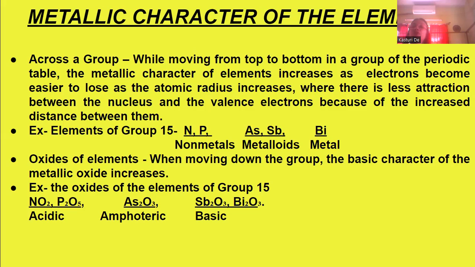So in case of, see, nitrogen, phosphorus, they are non-metals, arsenic and Sb, they are metalloids, and bismuth is a metal. Okay, group number 15. Then oxides of elements. While moving down the group, the basic character of metallic oxide increases. That is, when we are moving down the group, from acidic, it changes to basic. Then nitrogen dioxide, nitrogen pentoxide, phosphorus pentoxide, these are acidic. Arsenic oxide is amphoteric, Sb2O3 and bismuth Bi2O3, these are all basic. Okay.